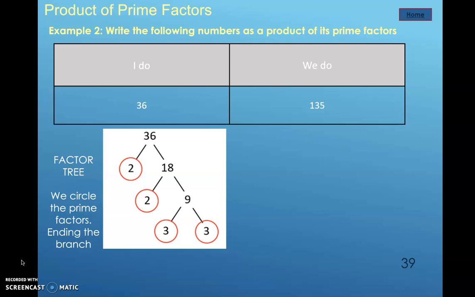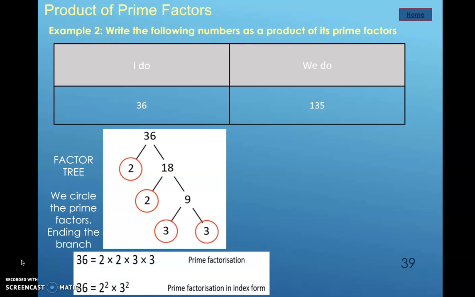So 18 can be broken down into 2 times 9. The 2 again is prime, so we circle it. The 9 can be broken down into 3 times 3. So what this tells us is that 36 is a product of 2 times 2 times 3 times 3. So that's the prime branches. In index form, we would write 36 is equal to 2 squared times 3 squared.